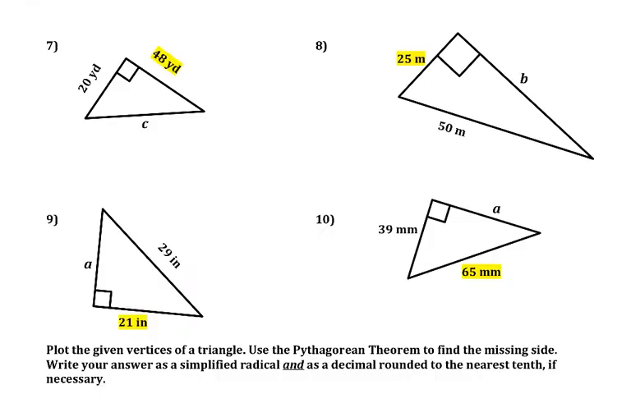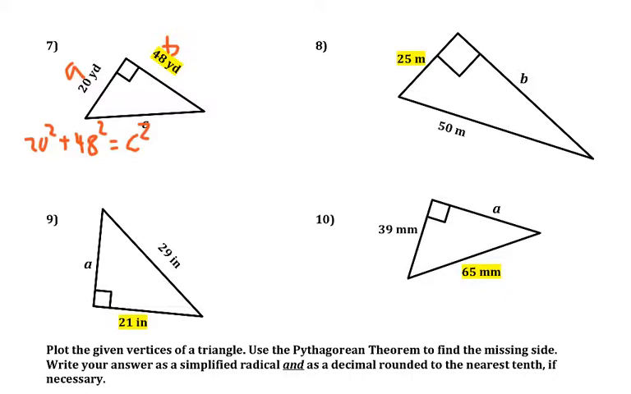Okay, number 7. So we got 20 yards, 48 yards, and c. So here we're solving for the c. That's our hypotenuse. So we're just going to substitute these values in. It doesn't matter what we label them. I'll just call this A, this will be B. So we got 20 squared plus 48 squared equals c squared.